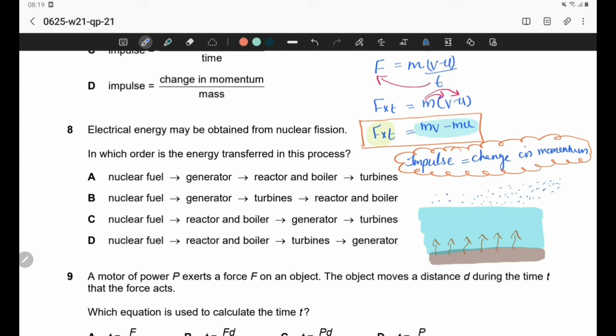So there will be a turbine or something which is movable. When these very fast moving high energy water vapors hit the turbine, it rotates. So this mechanical movement or rotation can create electrical energy. It will connect to the generator, and the generator will produce electrical energy. Therefore, the correct answer is option D.